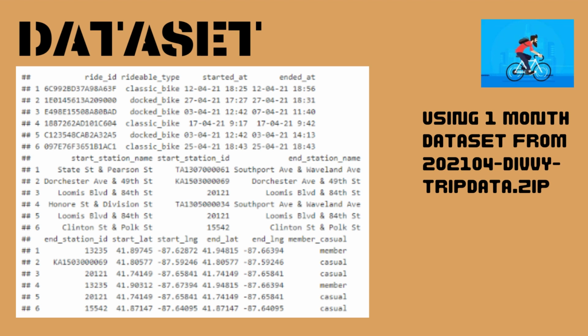Start and end station name, the names of the starting and ending stations. Start and end station ID, the unique ID of the starting and ending stations. Start and end lat, the latitude coordinates of the starting and ending locations. Start and end LNG, the longitude coordinates of the starting and ending locations. Member casual, the type of membership, which can either be casual or member.